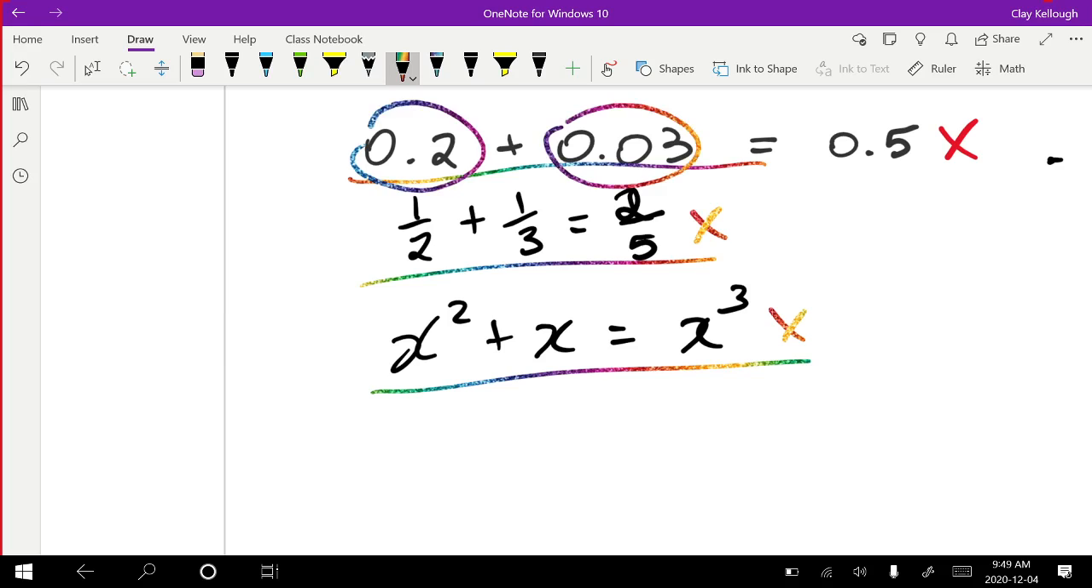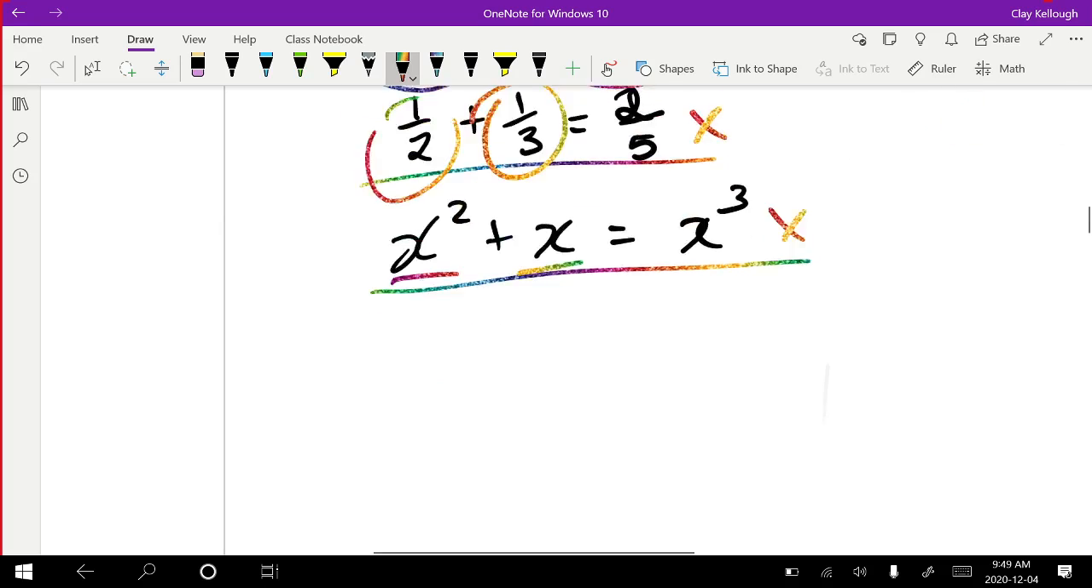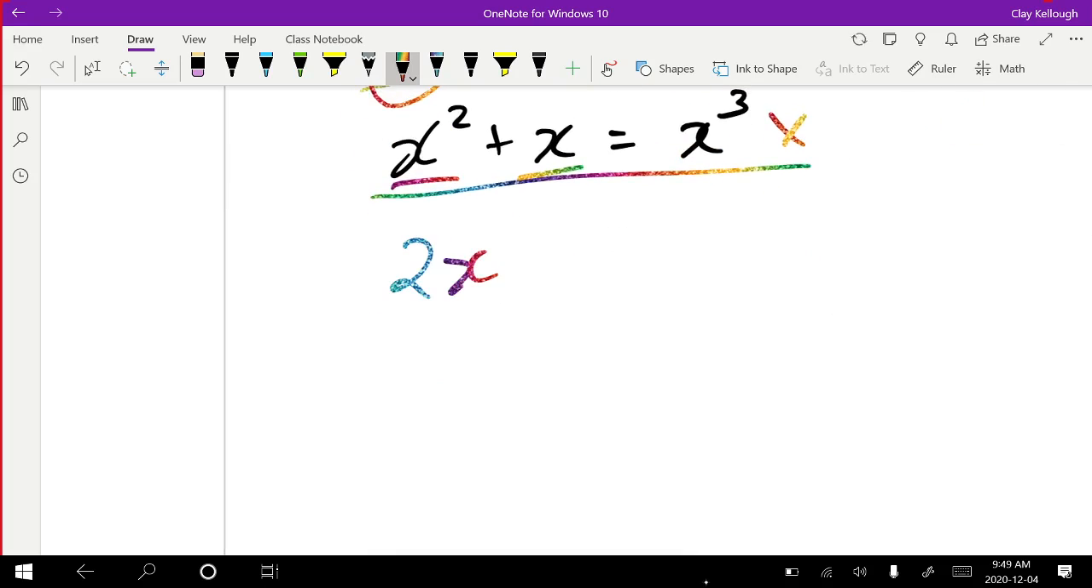This and this aren't alike because of place value. This and this aren't alike because of denominator. And this aren't alike because they're not the same degree. So you've learned all of these things. Maybe even this one too. Anybody do this when they were in grade 7? Right? You can't do that.